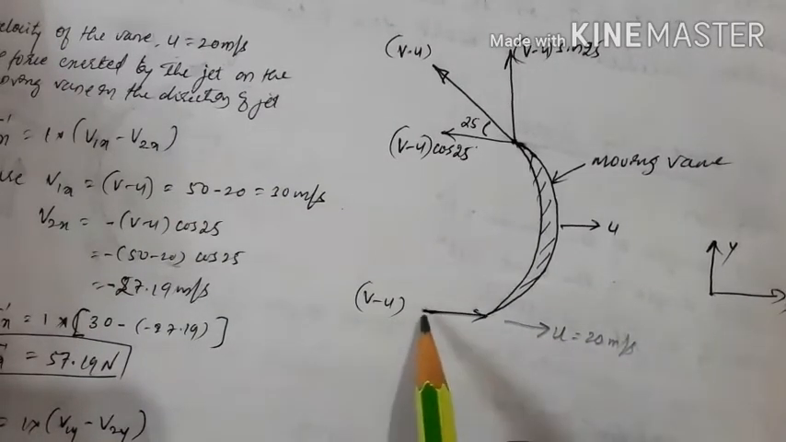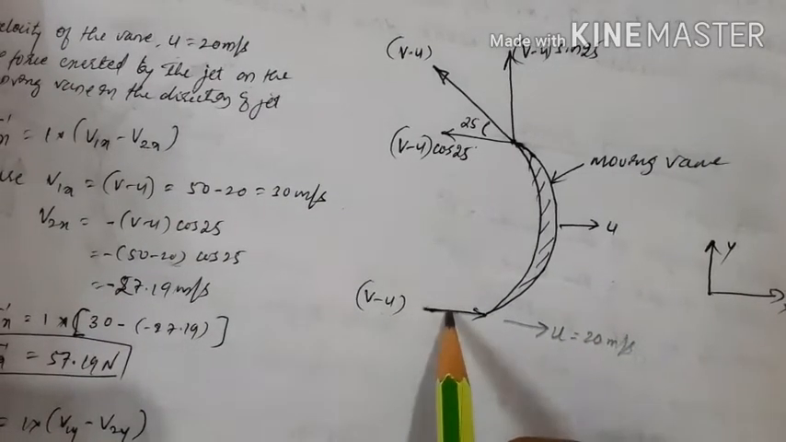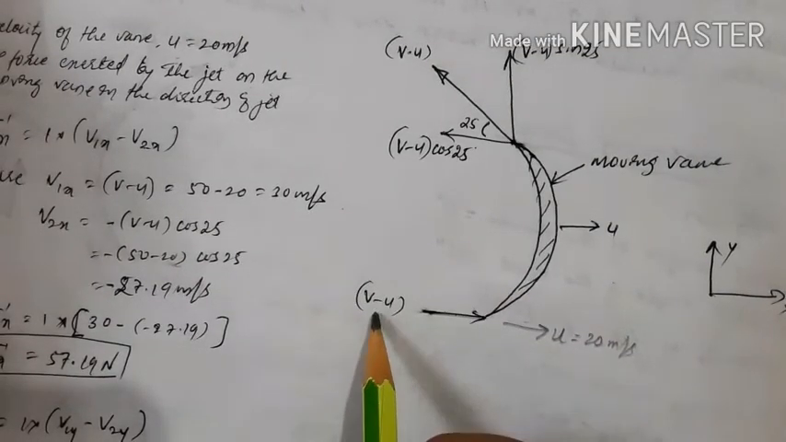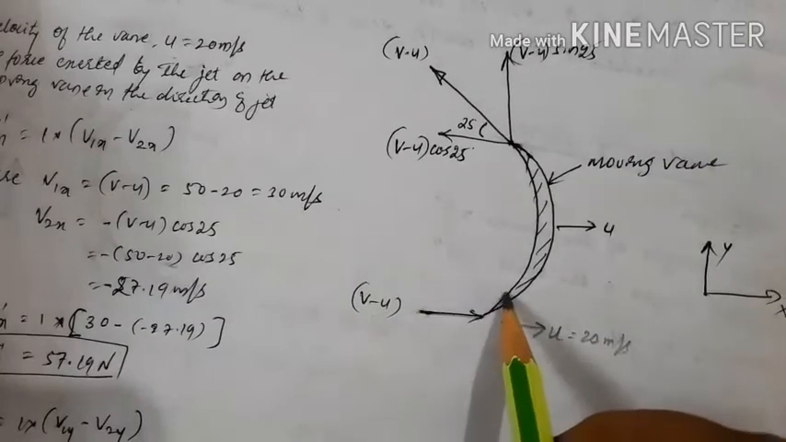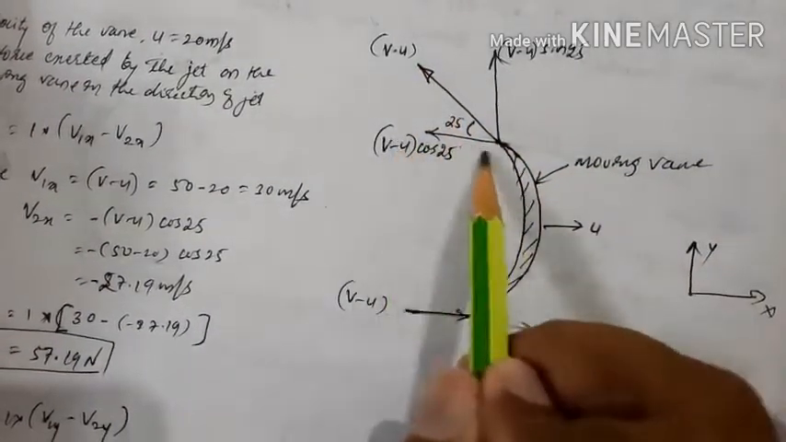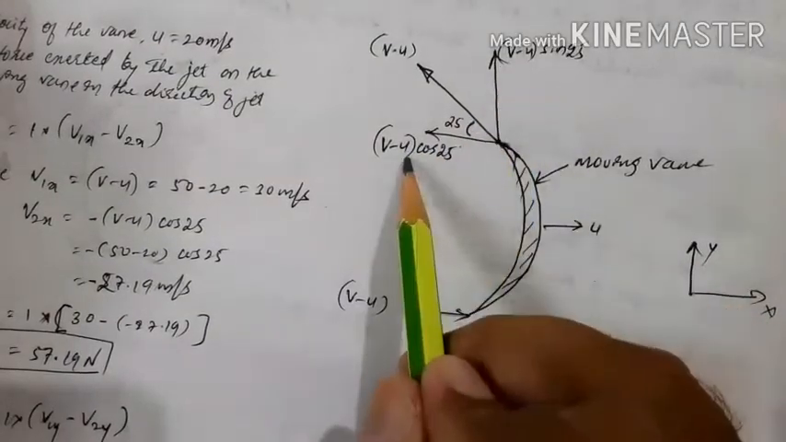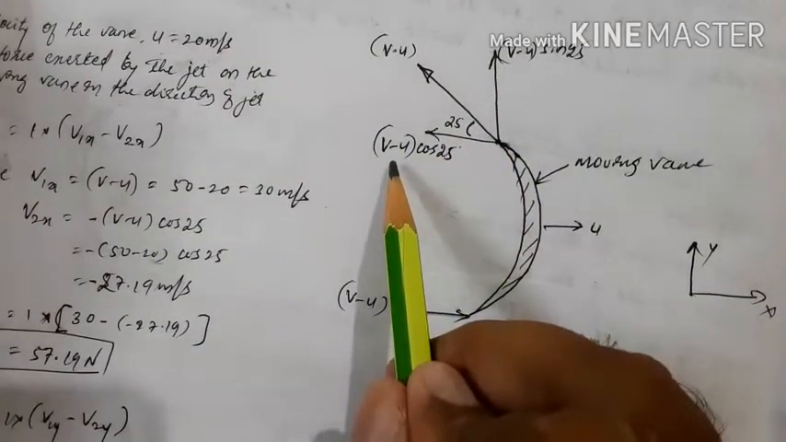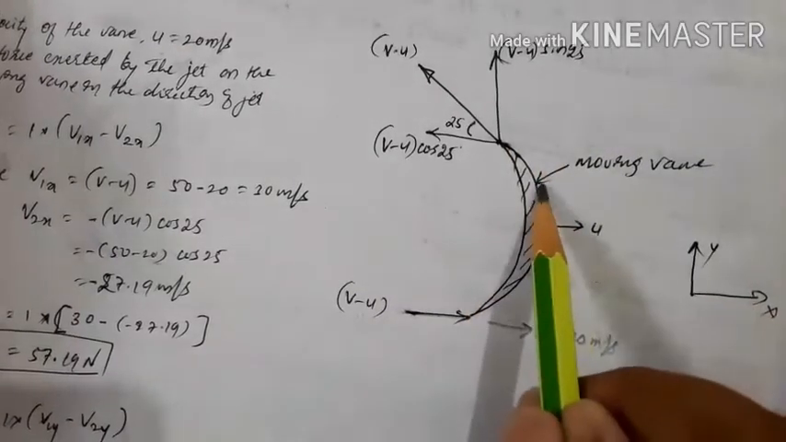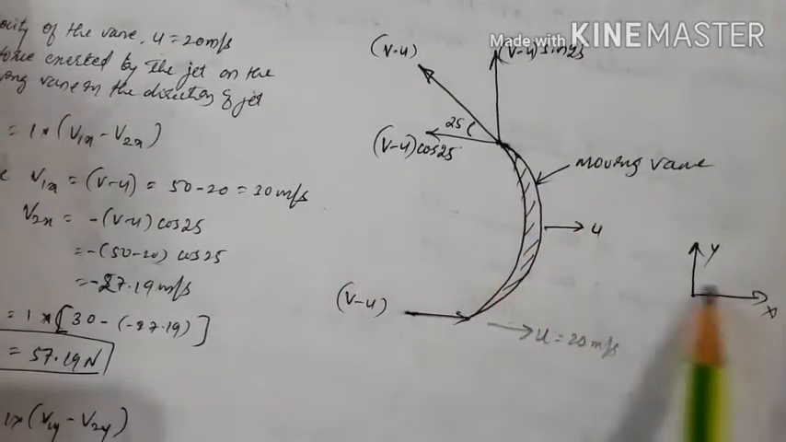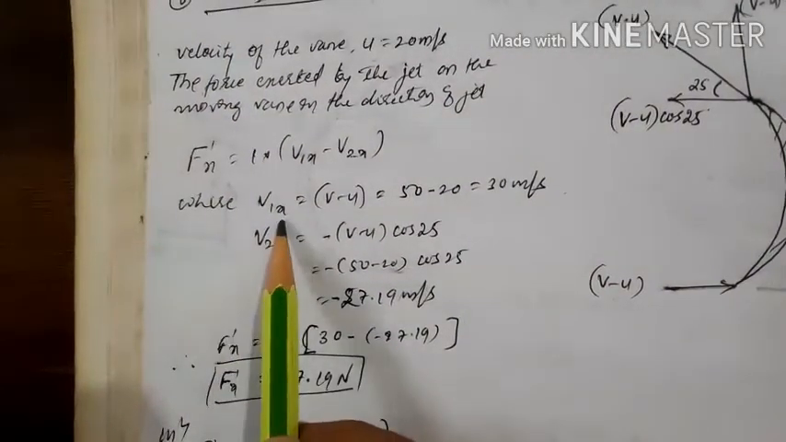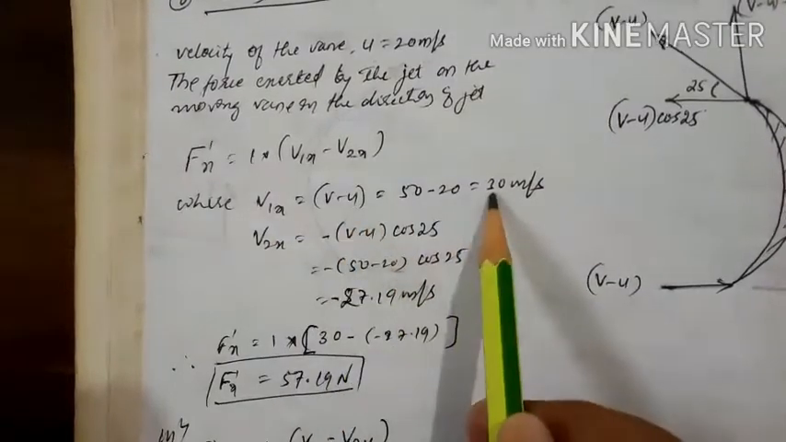Then the effective velocity becomes v minus u, because both are moving. Then the jet will be entering with a velocity of v minus u. Then it enters like this, then it exits with v minus u. Again you have to resolve into two components, one in a vertical and one in a horizontal direction. That is v minus u cos 25 and v minus u sin 25 we get, and the vane is moving in x direction.